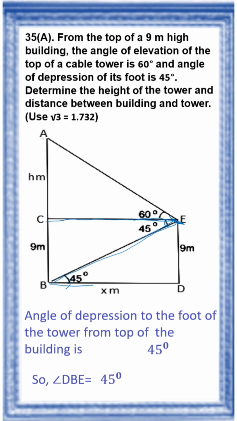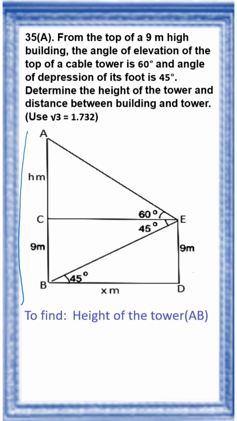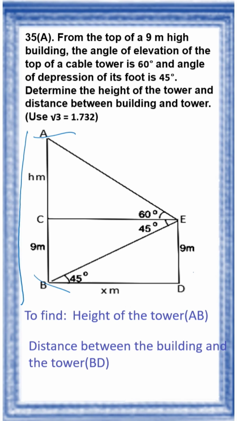Now we have all the data. What is to be found out here? The height of the tower, that is AB, from here to here, and the distance between the building and the tower, from B to D.